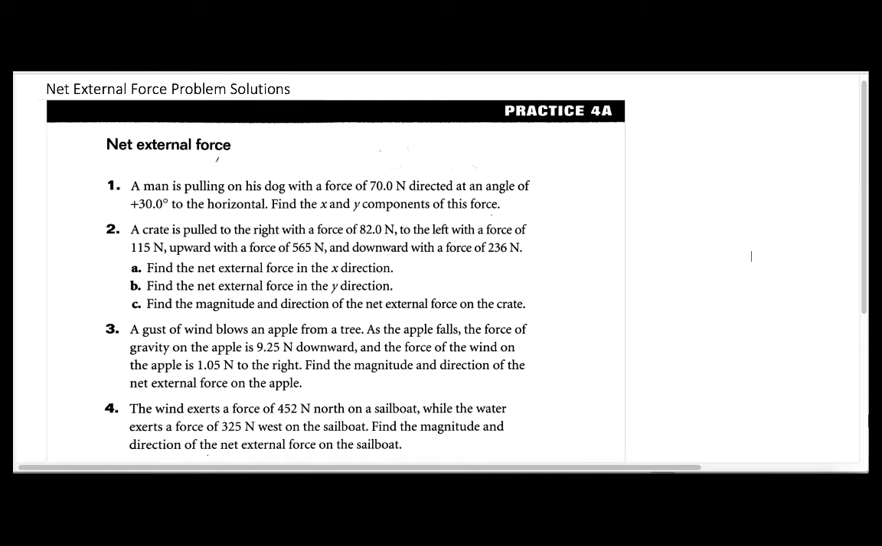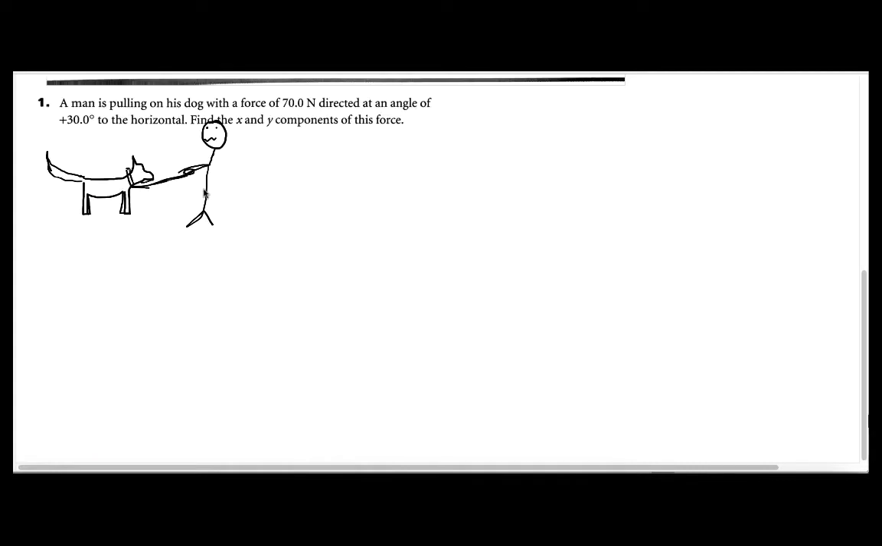So you were assigned net external force problems right here, and this video is going to go over how to solve these problems. So we're going to solve number one first. You have this situation here in which the man is pulling his dog, and it's not going directly this direction. It's going a little bit at an angle. And so we're going to have to break this force down into the x and y components.